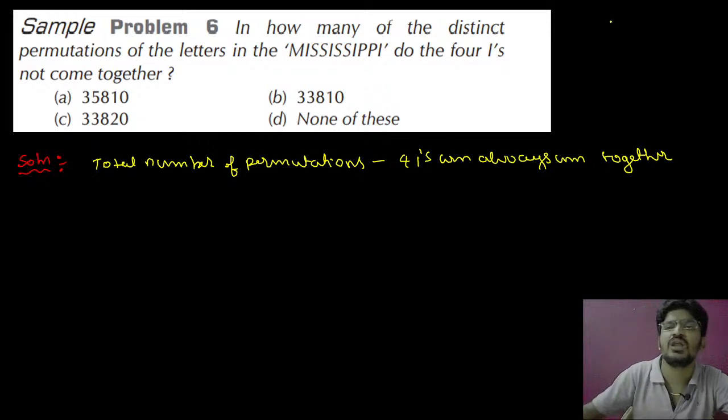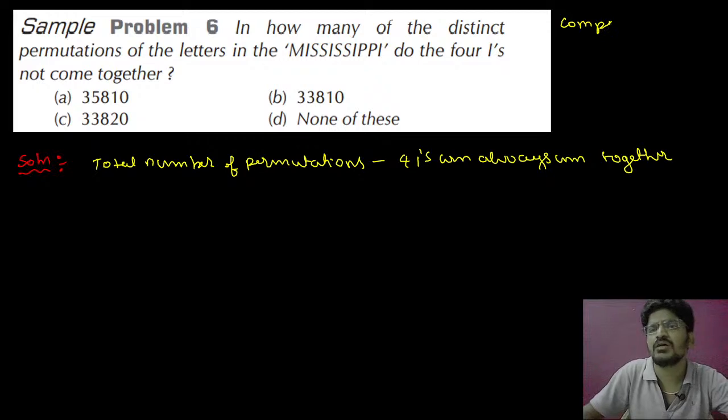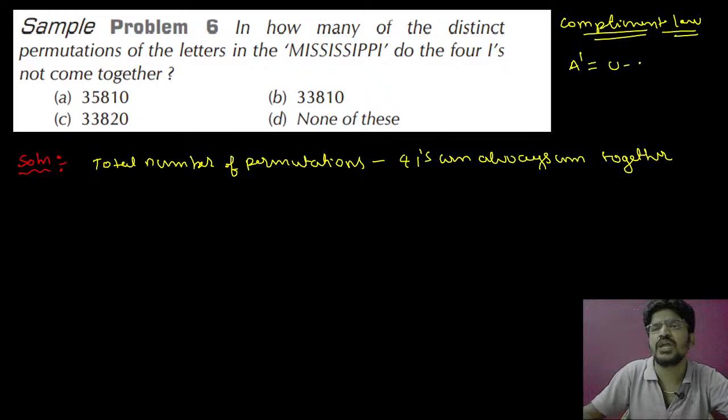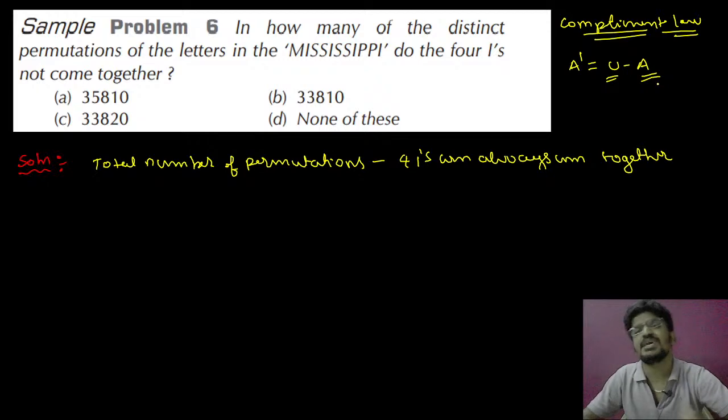This is your complement set law. You have learned it in complement sets. Whenever you want to write a complement set, how do you write? U minus A, universal set minus set A. In the same way here, if you want to find 4 I's not coming together, then from the total number of permutations you subtract the 4 I's always coming together.